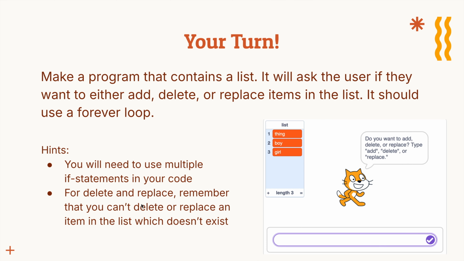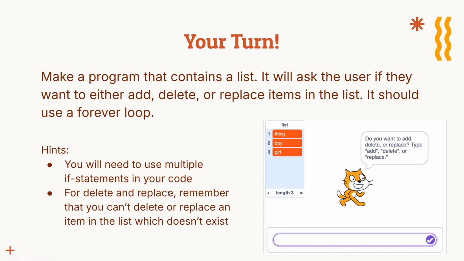Now that you guys have a basic understanding of lists and how to use them in Scratch, it is your guys' turn. I want you guys to make a program that contains a list. It will ask the user if they want to either add, delete, or replace items in the list. And it should use a forever loop to do this. Some hints for this project are that you will need to use multiple if statements in your code.